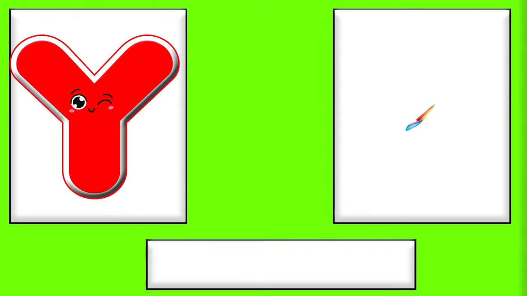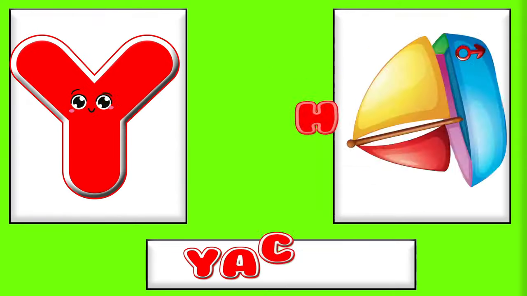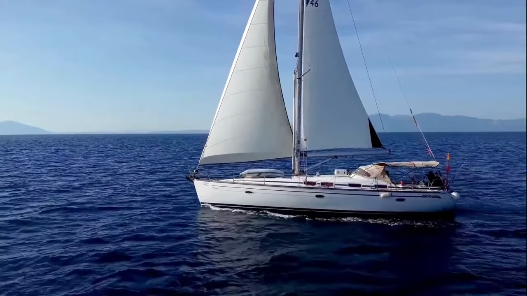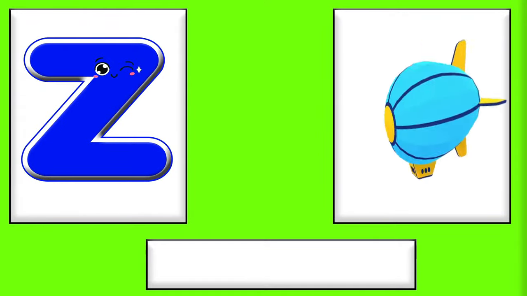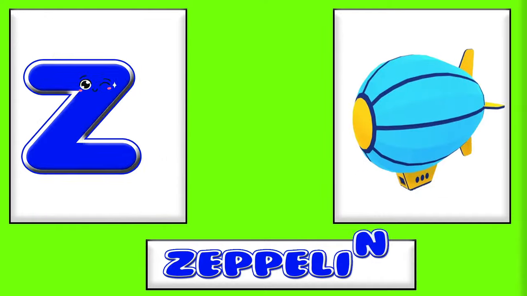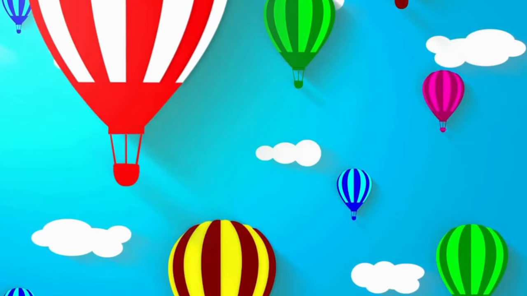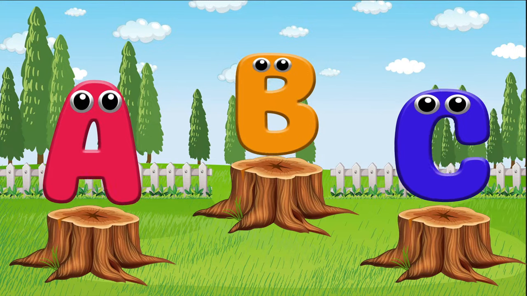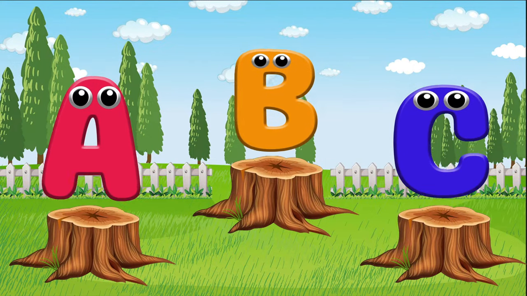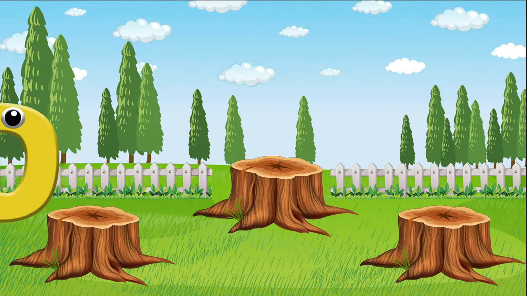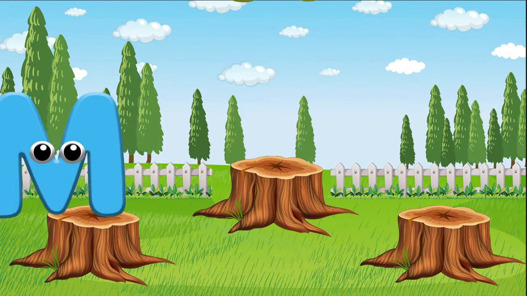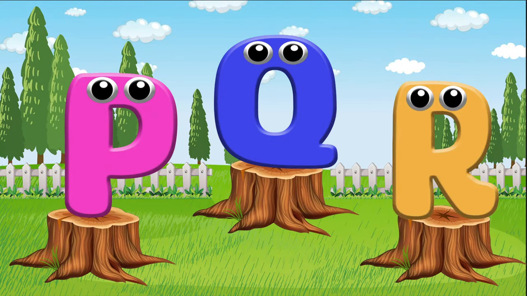Y is for yacht, y, y, yacht. Z is for zeppelin, z, z, zeppelin. A, B, C, D, E, F, G, H, I, J, K, L, M, N, O, P, Q, R, S.